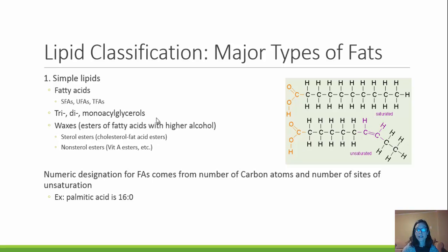So the numeric designation for fatty acids comes from the number of carbon atoms in the fat and the number of sites of unsaturation. So we'll see this kind of format here. One example is palmitic acid, which has 16 carbons in the fatty acid and 0 sites of unsaturation. So we know this is a saturated fat.